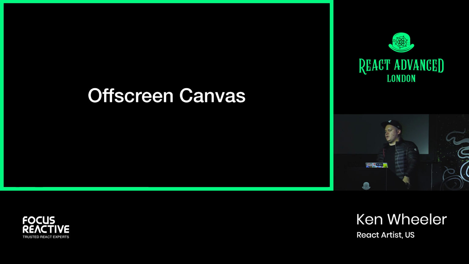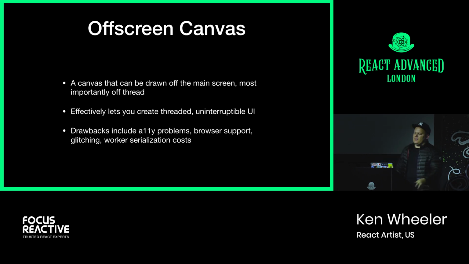and that is off-screen canvas. Can I see a show of hands who's heard of off-screen canvas? All right, off-screen canvas is the jam. It's a canvas that can be drawn off the main screen, right? More importantly, off thread and in a worker. And it lets you create threaded, uninterruptible UI. It's essentially UI threading. It doesn't work with the DOM, but if you're doing canvas stuff, you can thread your UI.